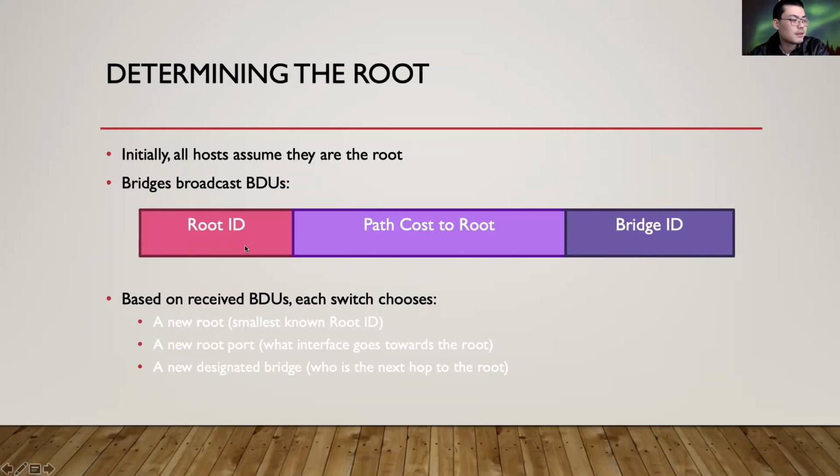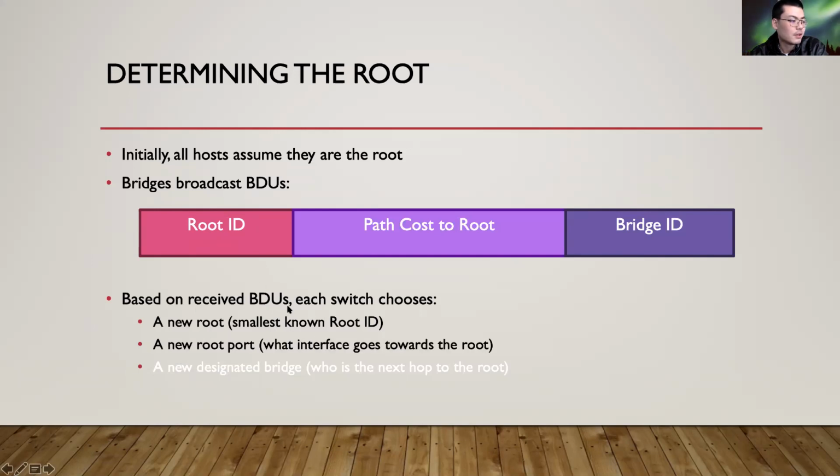So based on the received BPDUs, of course, each switch can only send to its neighbors that are directly linked, right? Then each switch will choose a new root because it's the smallest. And this can still change, because maybe a switch 2 hops away sent to me, and one 3 hops away sent to me, and maybe I will see a smaller one, and then we'll choose a new root port.